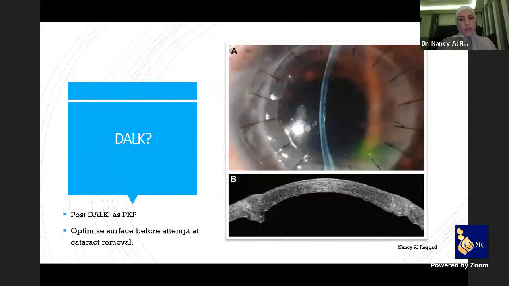So what about DALK? DALK, you treat it the same as PKP. Definitely, you don't do cataract surgery at the same time, but you do it later on. And you have first to optimize the surface before attempting a cataract removal. The thing about deep anterior lamellar keratoplasty that's different from PK is that you don't have to wait a lot for the sutures to be manipulated or removed.